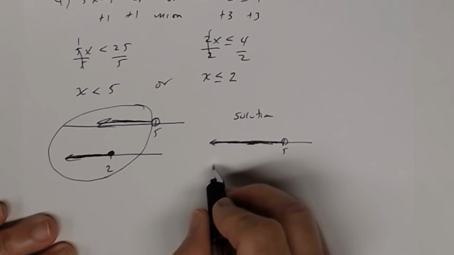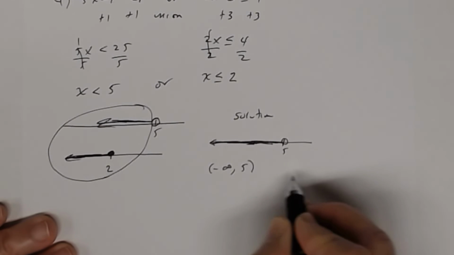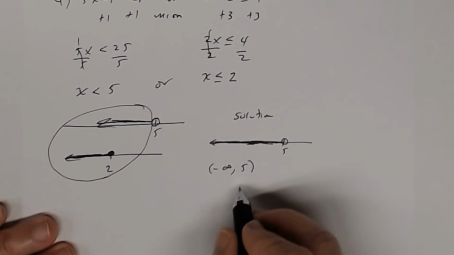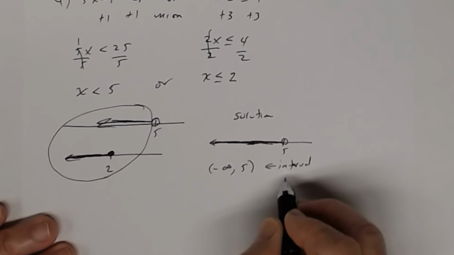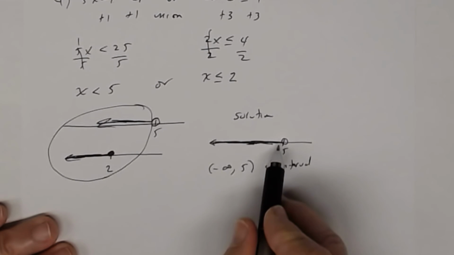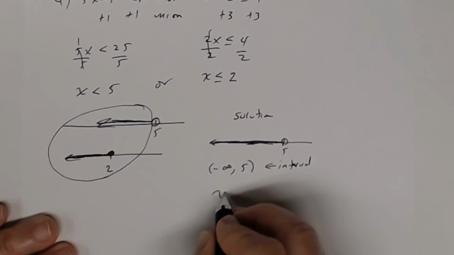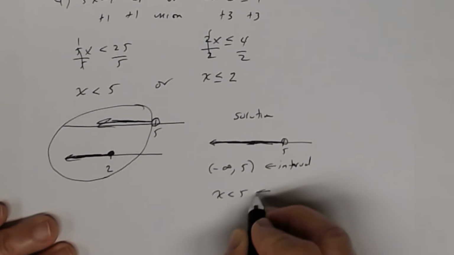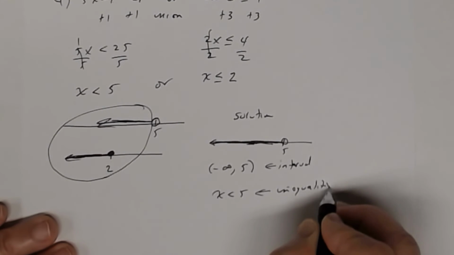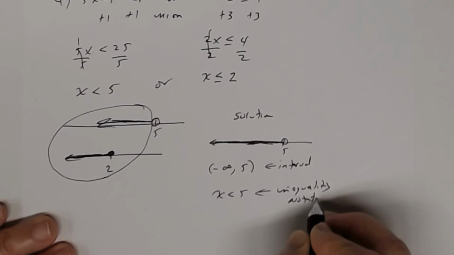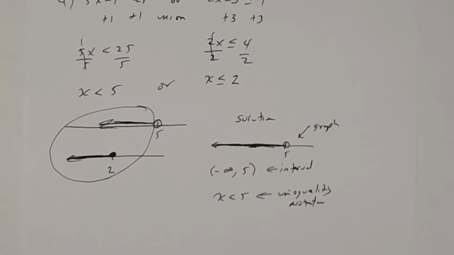In terms of interval notation, you're going to say negative infinity with a parenthesis, 5 with a parenthesis because of the open circle. So that's interval notation, right? Now they ask you to put this as an inequality. That's easy. This means any real number less than 5. So x is less than 5. That's the inequality notation. And then this will be the graph. All right, so that's number 4.